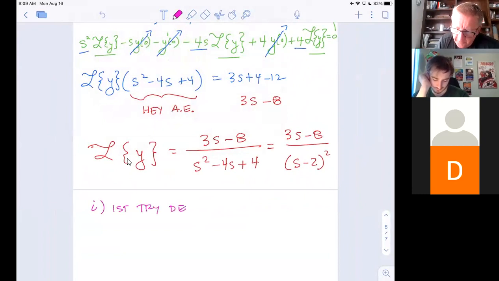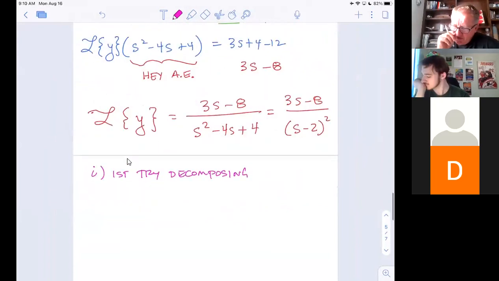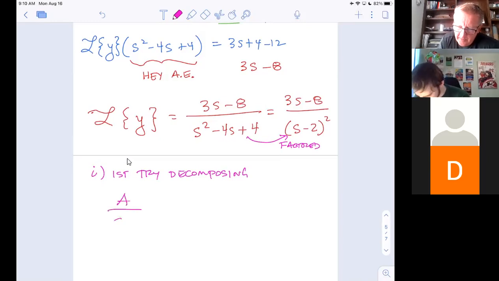first try, and I'm going to actually write this word down, decompose. We're trying to decompose this fraction. So the fact that we recognize that this factored, there's two things I could do. One of them is I could say, well, then it would be a over s minus 2 plus b over, it's not a 2. Does it make sense? That would be the first thing that you would think to try.